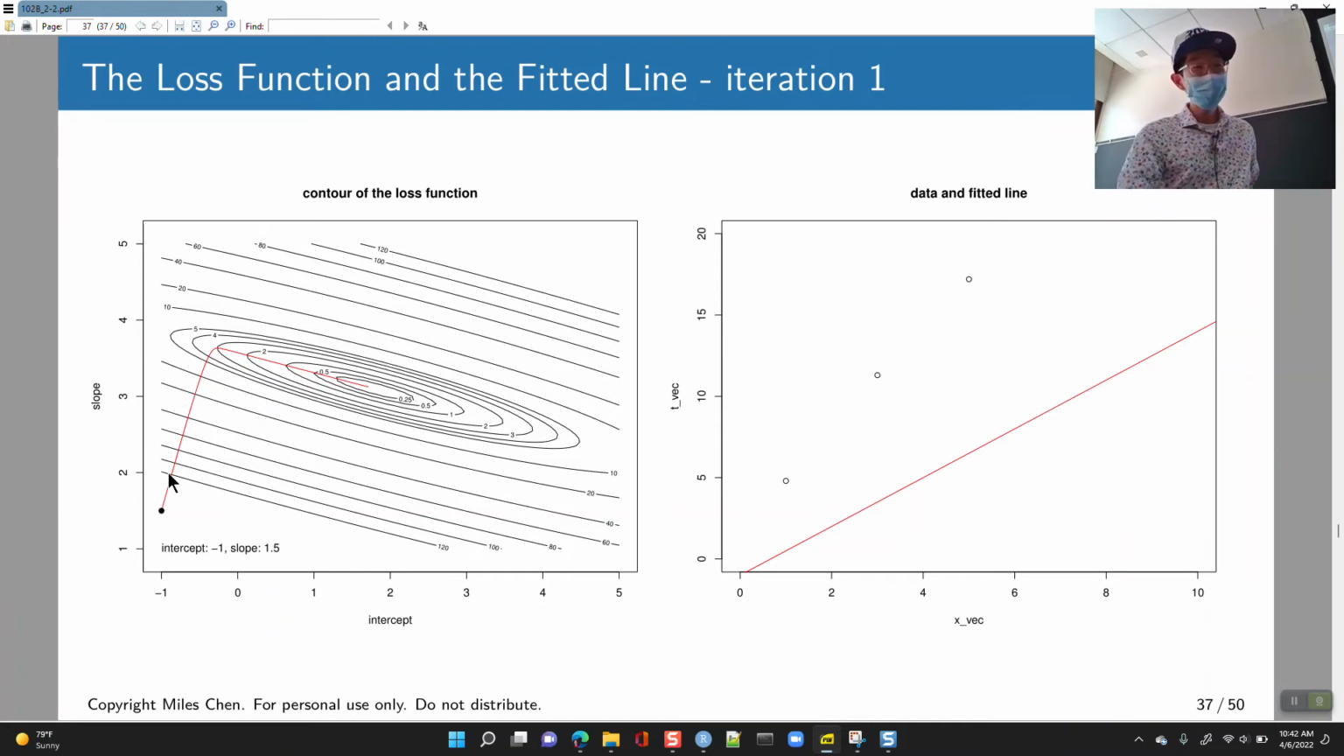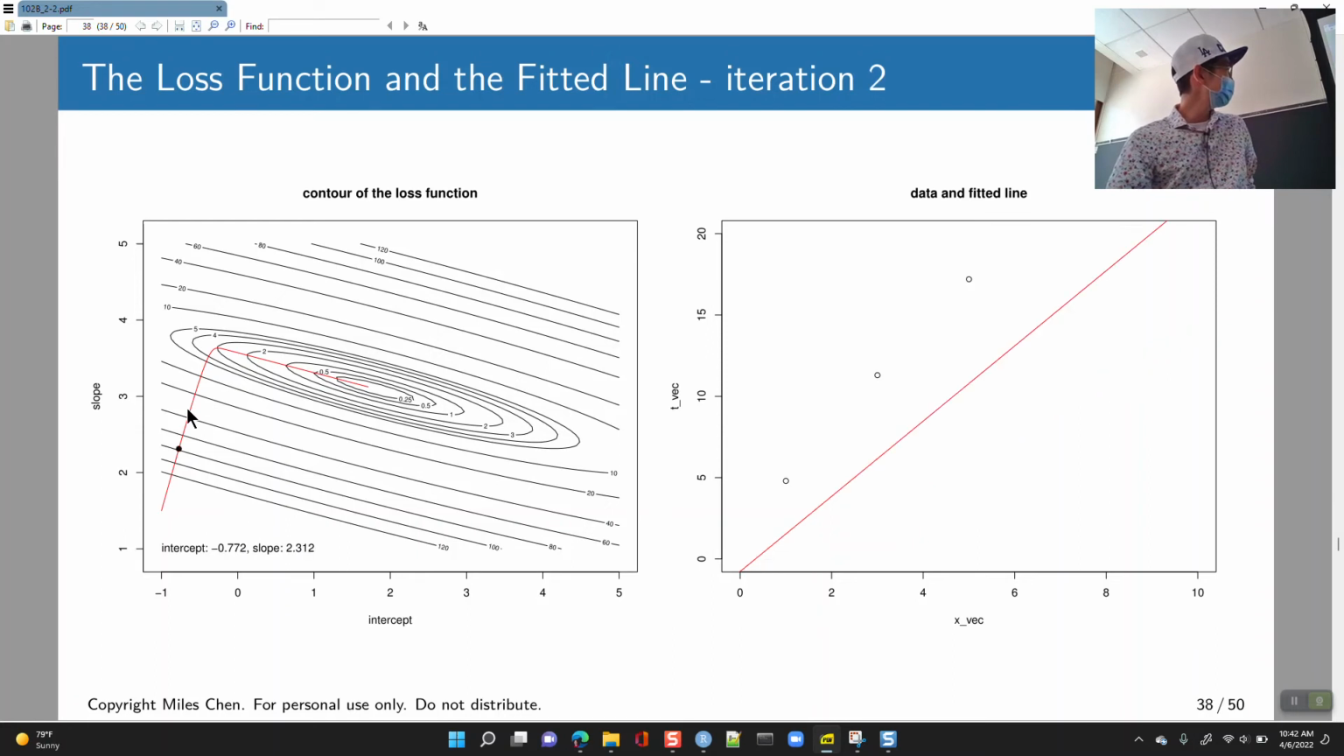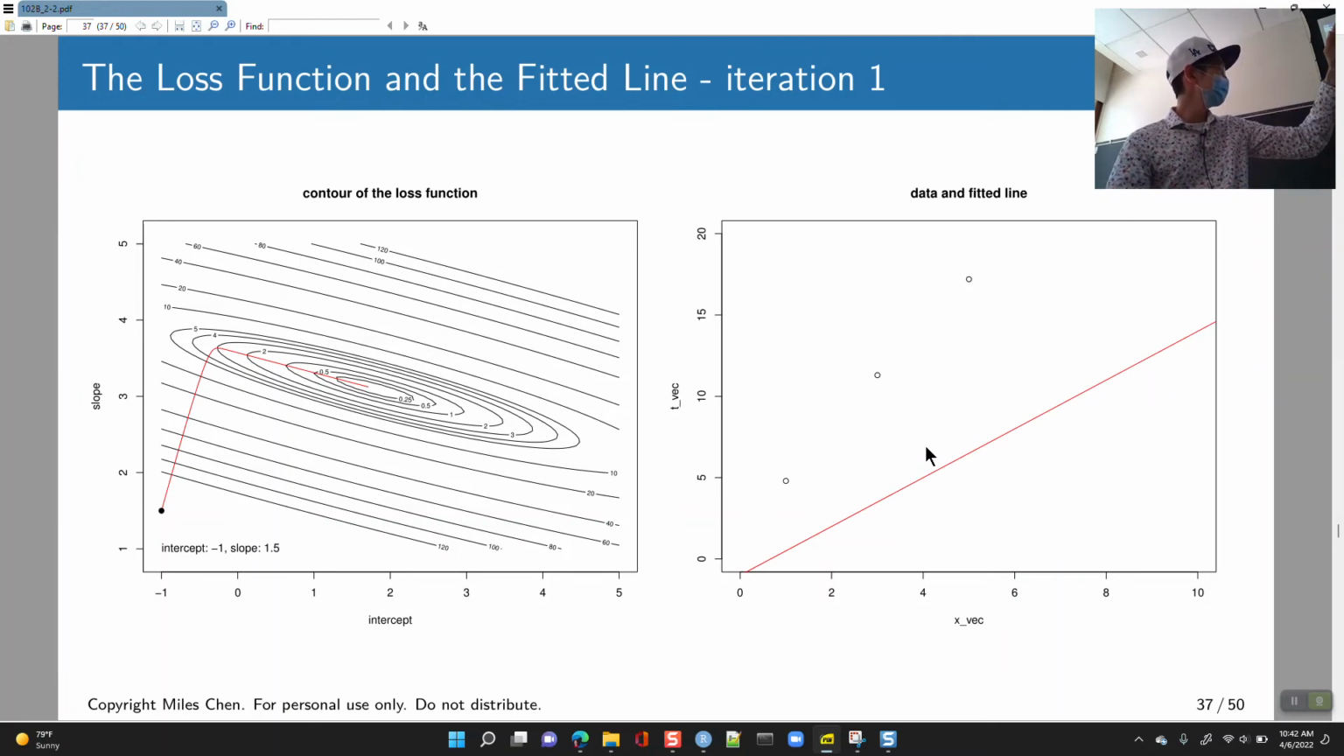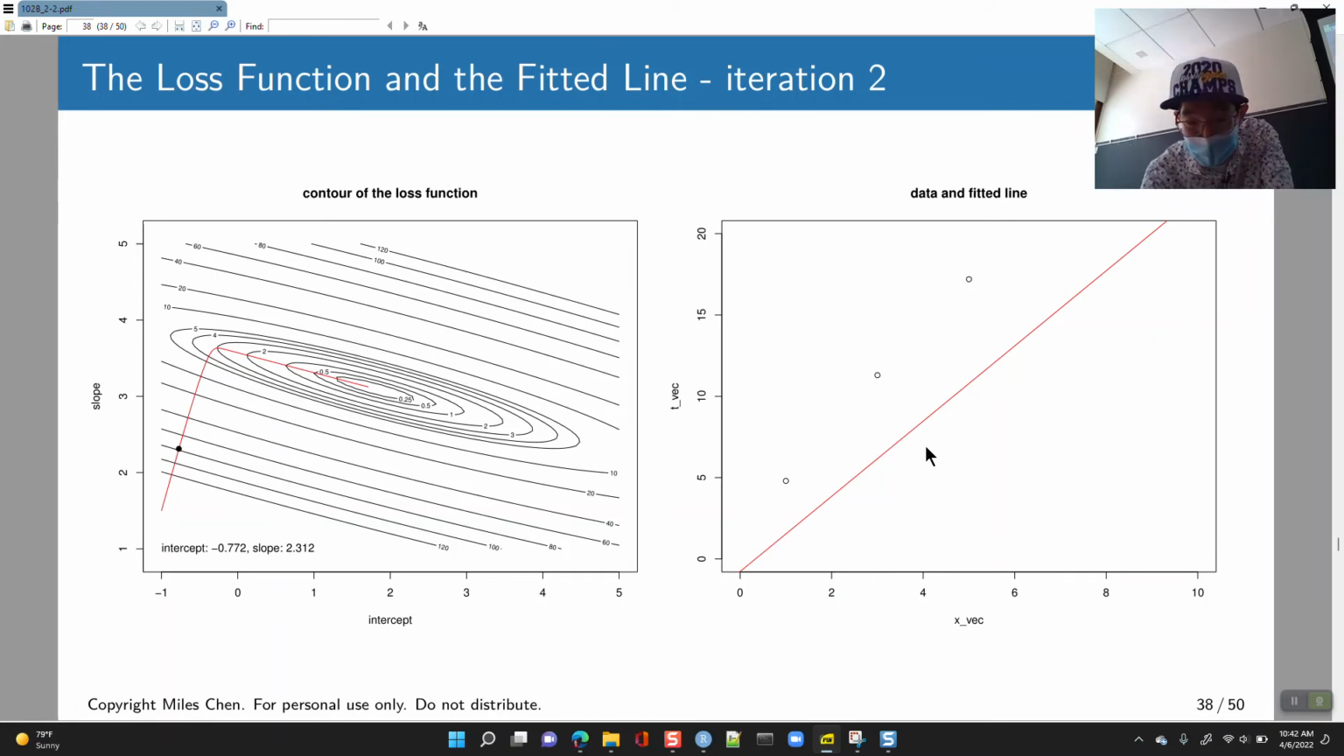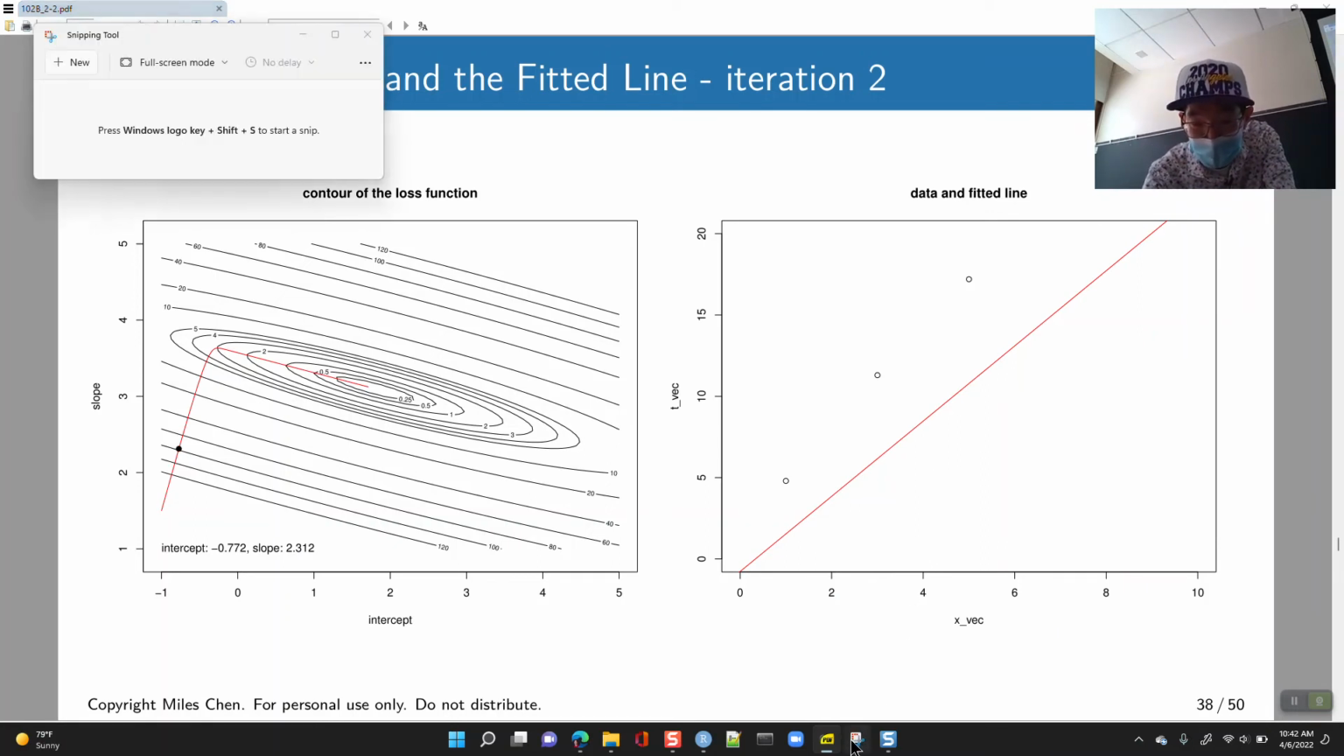what? We need to increase the slope, and we need to increase the intercept. And so at the next iteration, we took a step in that direction, and it says, you know what, here's your slope, 2.3, so the line got steeper. It used to be a slope of 1.5, and we increased the slope and the intercept, so now this is our new line.